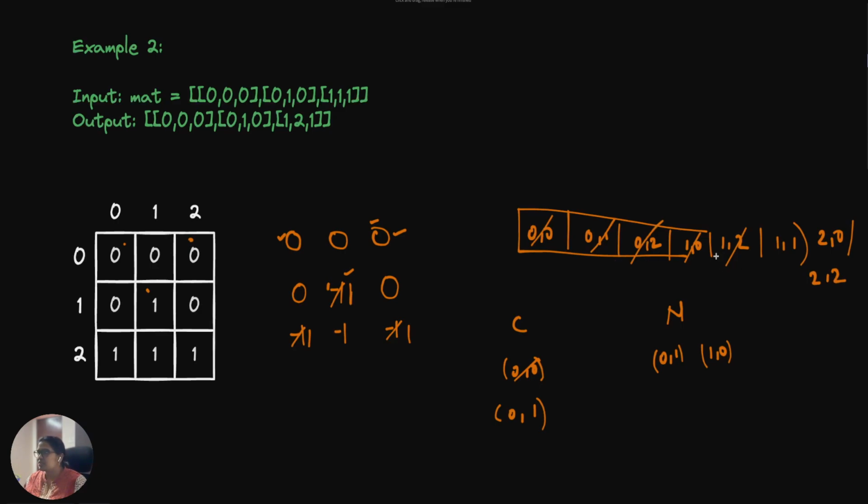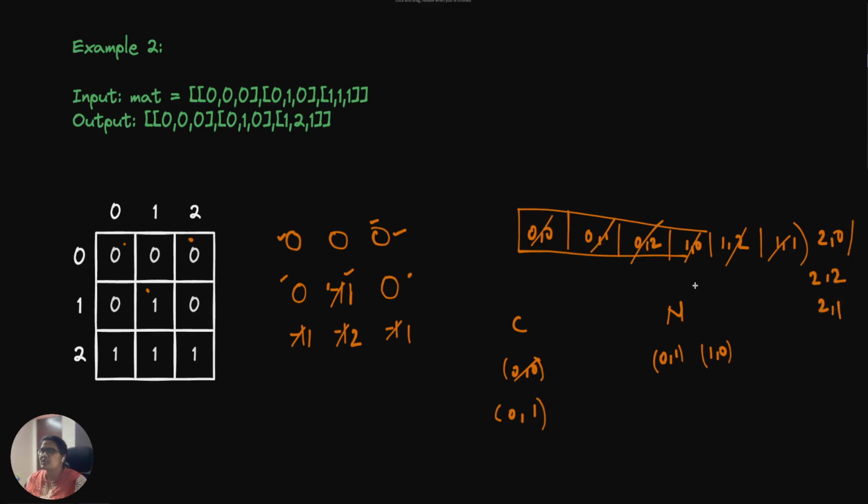Now 1 comma 1. 1 comma 1 has 3 neighbors: 1 comma 0, which is already processed, 1 comma 2, which is already processed, and 2 comma 1. For 2 comma 1, the distance would be the current node's distance plus 1, which would be 2. And we will add 2 comma 1 to the queue.